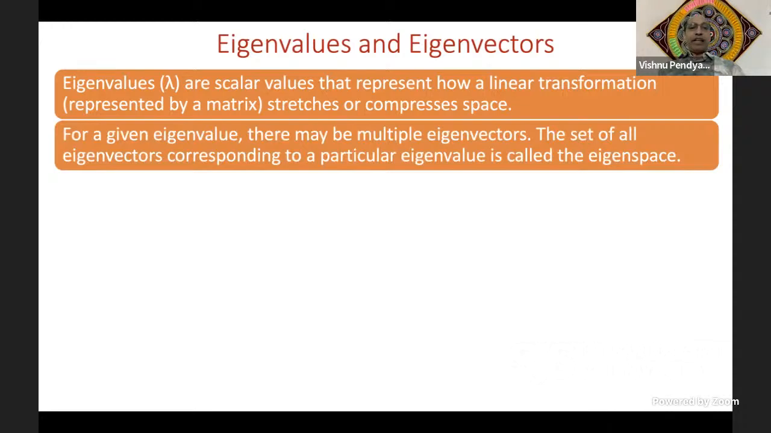Now, for a given eigenvalue, there could be multiple eigenvectors, right? The set of all eigenvectors corresponding to a particular eigenvalue is called an eigenspace. We will also discuss this in the subsequent slide, but I'm just introducing the concepts first.